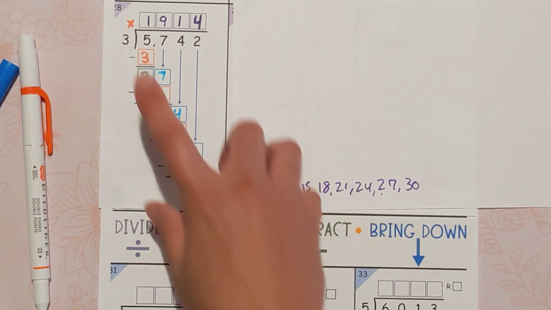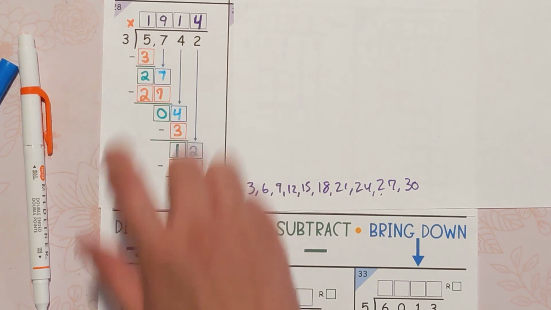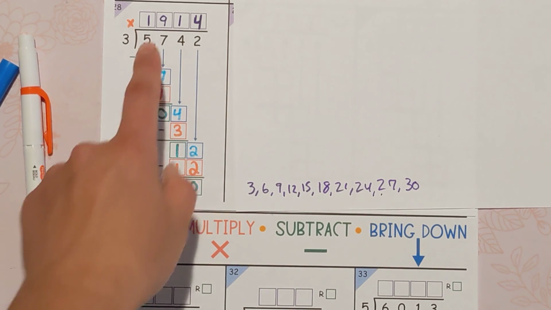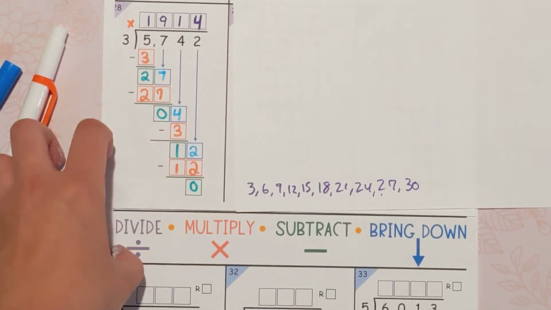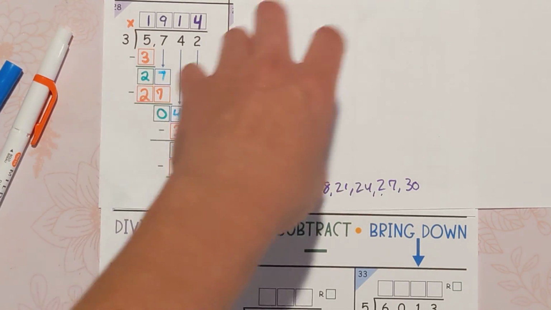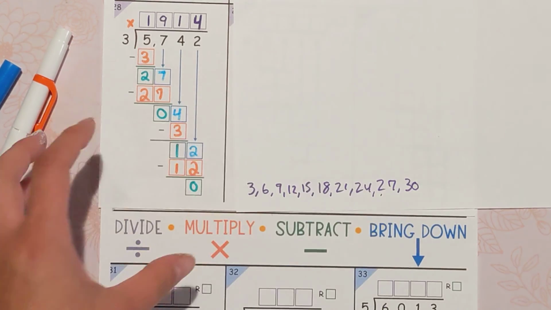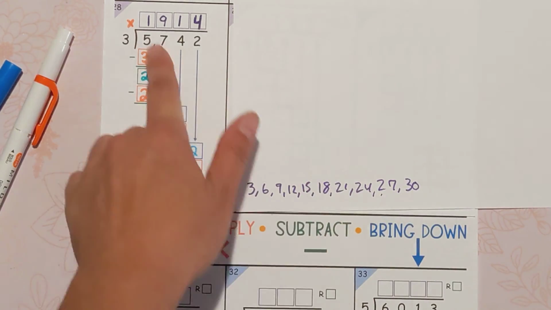What would you get if you did 1,914 times 3? You would get 5,742, because that's what we're saying. We've got 3 groups. 1,914, 1,914, 1,914. All 3 of those together would be this.